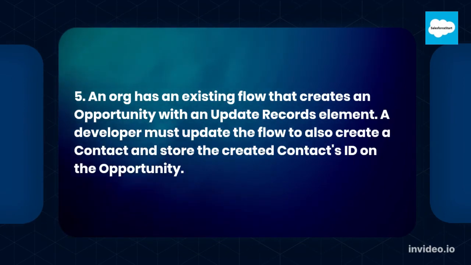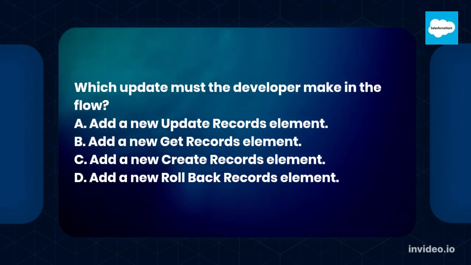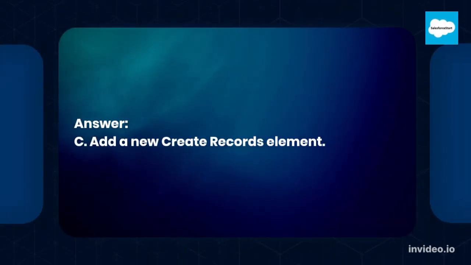5. An org has an existing flow that creates an opportunity with an Update Records element. A developer must update the flow to also create a contact and store the created contact's ID on the opportunity. Which update must the developer make in the flow? A. Add a new Update Records element. B. Add a new Get Records element. C. Add a new Create Records element. D. Add a new Rollback Records element. Answer. C. Add a new Create Records element.